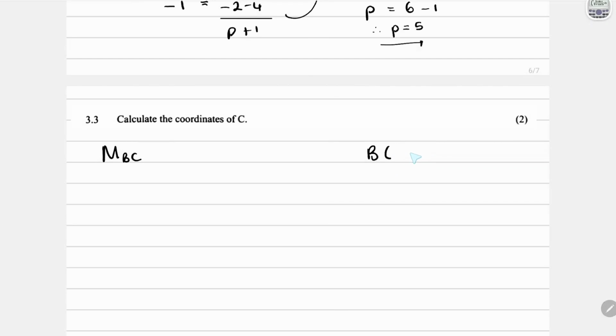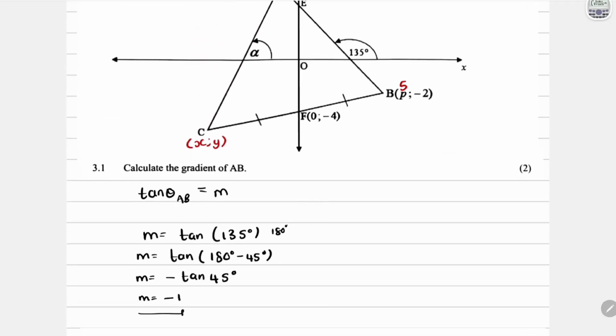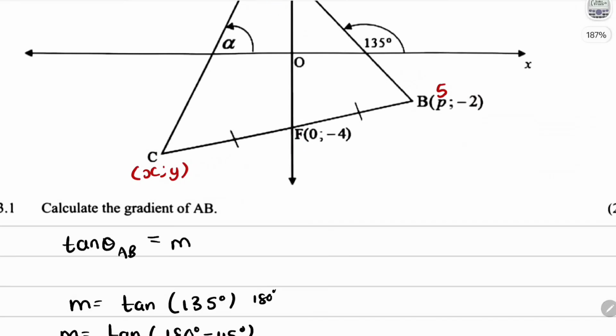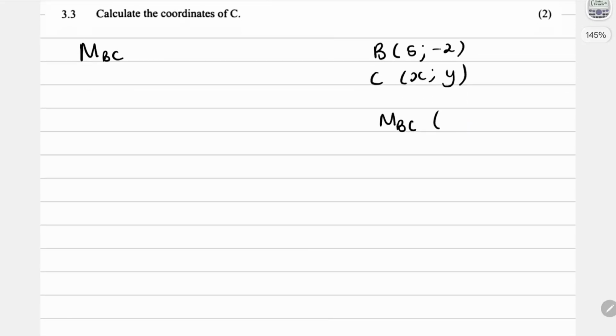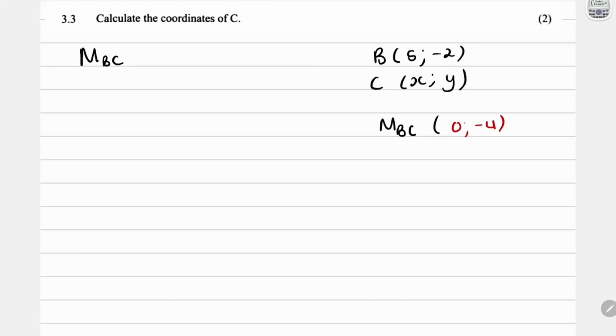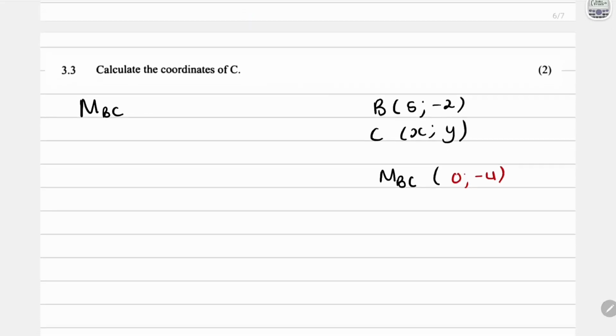B is the point (5, -2), and C is the point we don't have. But the midpoint of BC, we have this already. This is F. That's what they told us. They told us F is the midpoint, that's why these two are equal. So we're going to keep that in mind and say, okay, the midpoint is already (0, -4). And let's use this to actually find it.